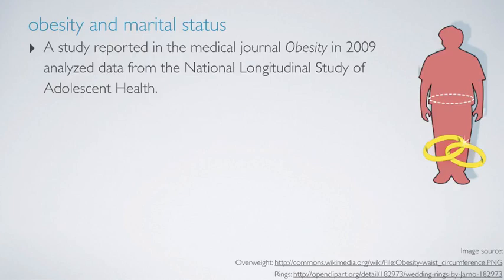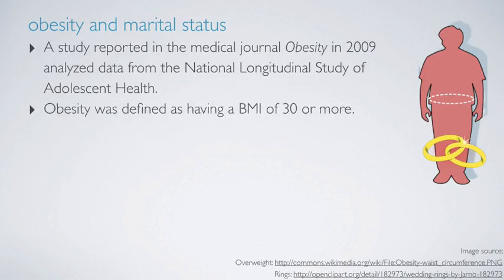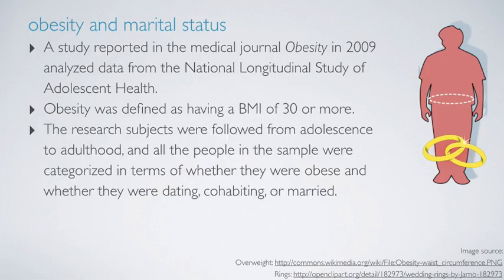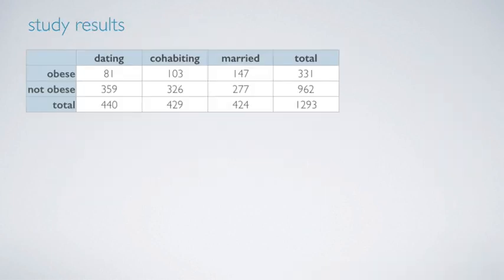A study reported in the medical journal Obesity in 2009 analyzed data from the National Longitudinal Study of Adolescent Health. Obesity was defined as having a body mass index of 30 or more. The research subjects were followed from adolescence to adulthood, and all the people in the sample were categorized in terms of whether they were obese and whether they were dating, cohabiting, or married. We can view the study results in a contingency table.